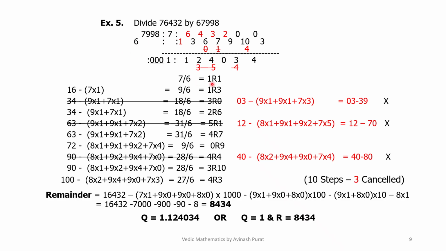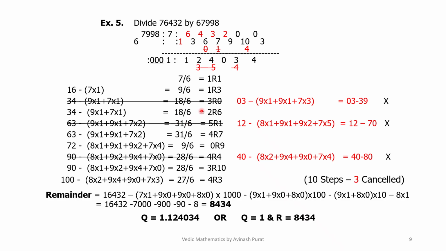7 divided by 6 equals 1 as quotient, and 1 is the remainder. So 16 is the next dividend, minus 7 into 1 equal to 9. 9 divided by 6 gives 1 as quotient, and 3 is the remainder. So 34 is the next dividend, minus 9 into 1 plus 7 into 1, that is 18 divided by 6.